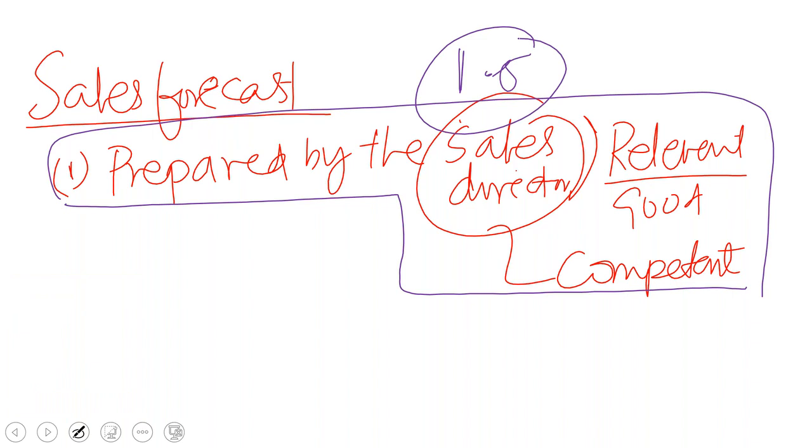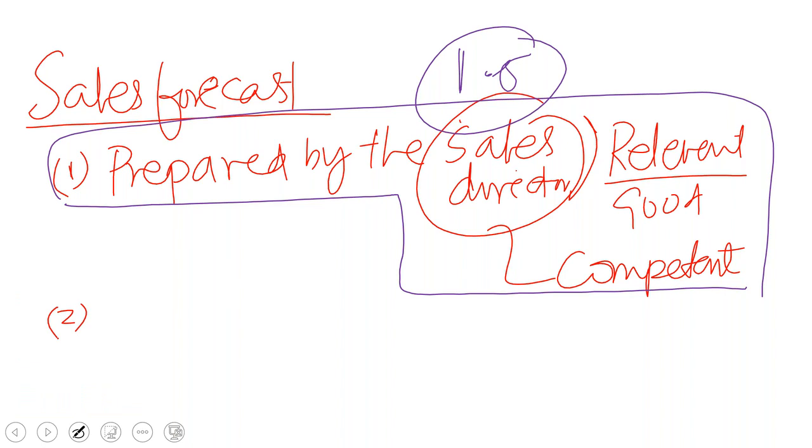No, he does not have the authority to forecast purchases, but I'm talking about whether he has the authority to make a sales forecast. That is wrong. But the right question is, does he have the authority to prepare a sales forecast? Yes. And has he made the sales forecast? He has, right? Number two says prepared by the sales director.